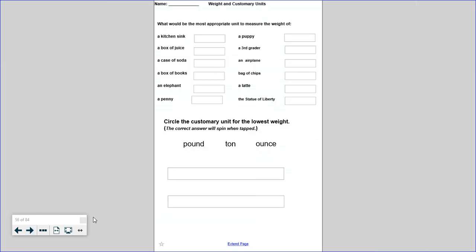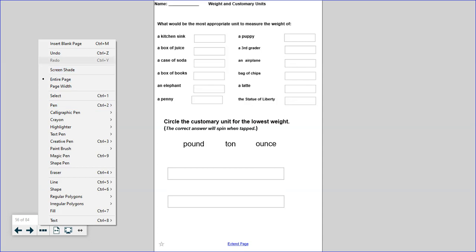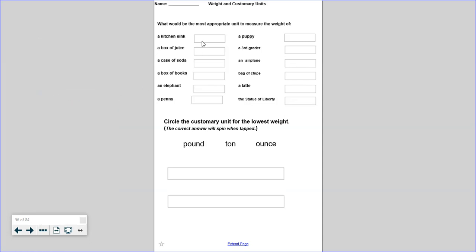All right, so let's look at a few more objects. We'll go real quick through these. A kitchen sink, maybe a kitchen sink that wasn't attached. You would use pounds. A box of juice, probably ounces. A case of soda, so a bunch of soda cans, pounds. A box of books, pounds. An elephant. Well, it's tons. I'm not sure why it isn't working.